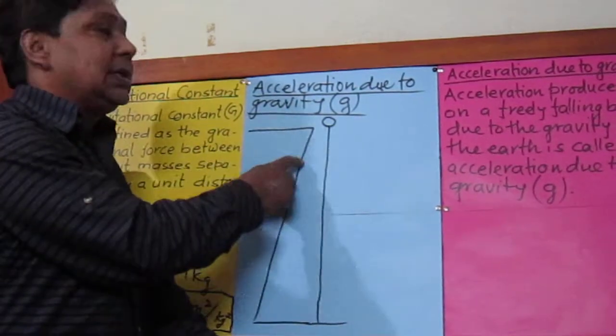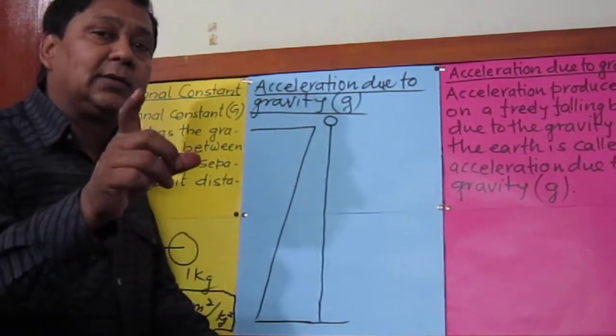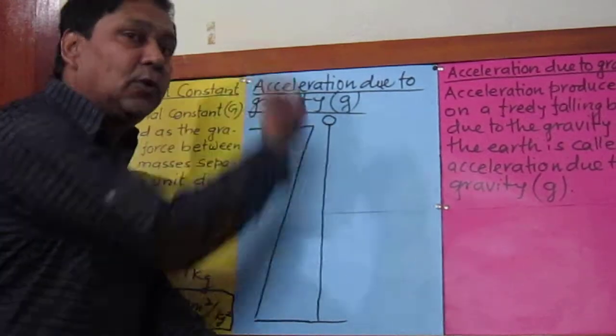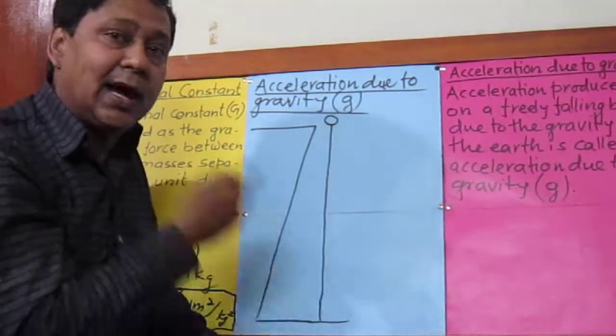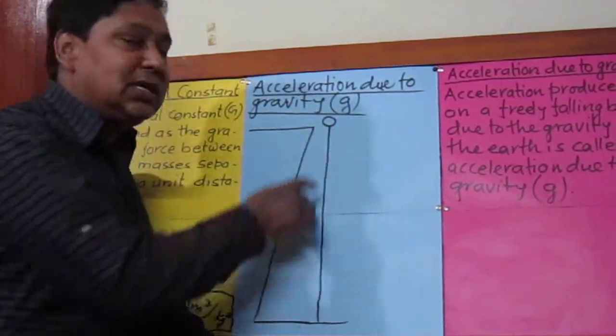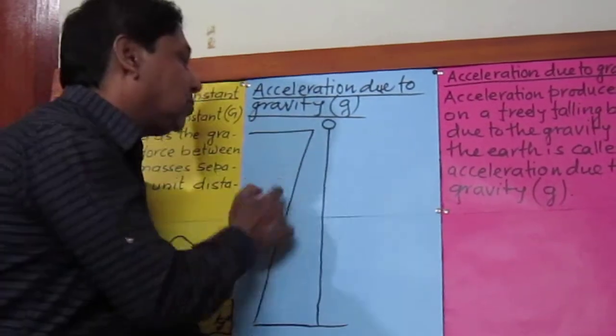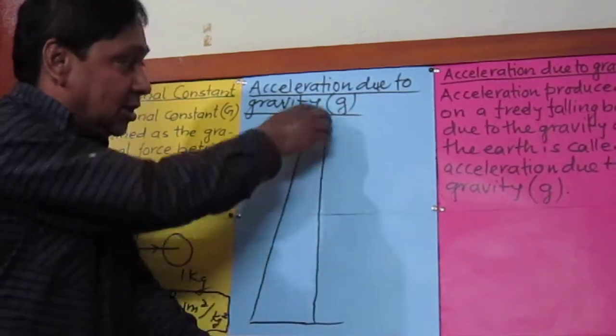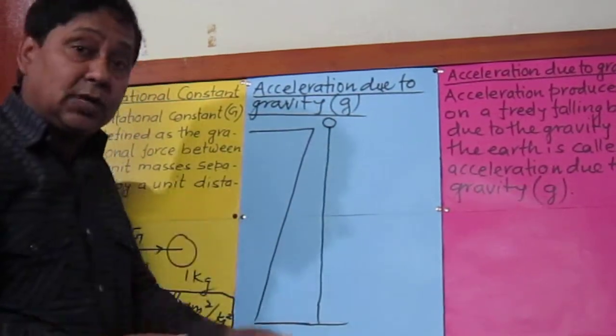Actually, force is applied on this body by the earth. Earth is constantly pulling this body towards its center, and this force is called gravity, and because of this gravity the body accelerates, and that's why the acceleration produced due to gravity is called acceleration due to gravity.